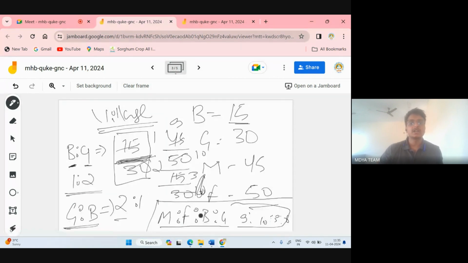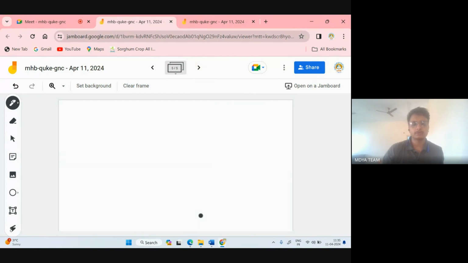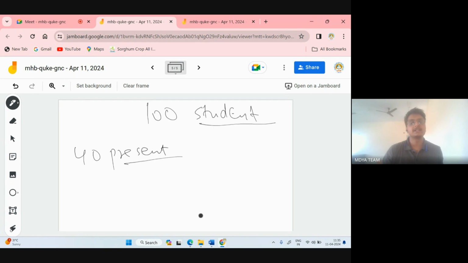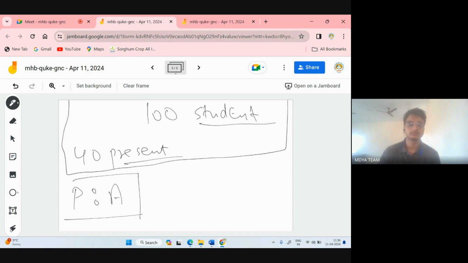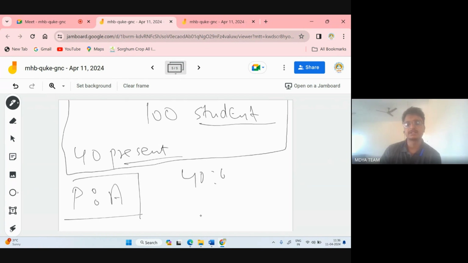Now this is how to calculate ratio if values are given to you. Okay, one more question we will do. 100 students are there, 40 are present. So calculate the ratio of present students to absent students. How much will it be? 40:60. 2:3, sir. 40 ratio 60. Very good. Now simplify it. Very good. 2:3.